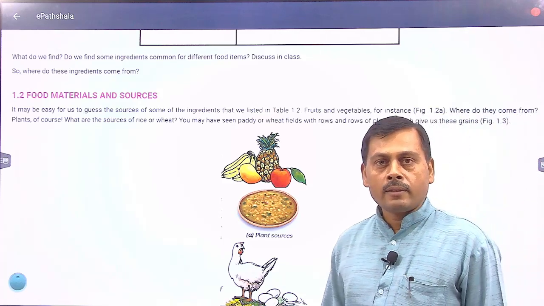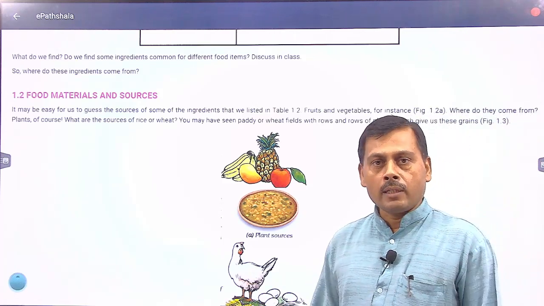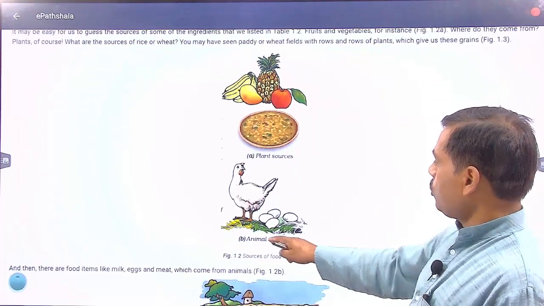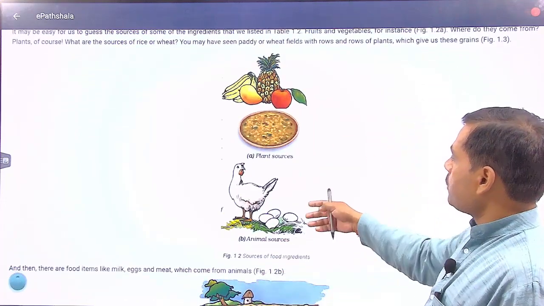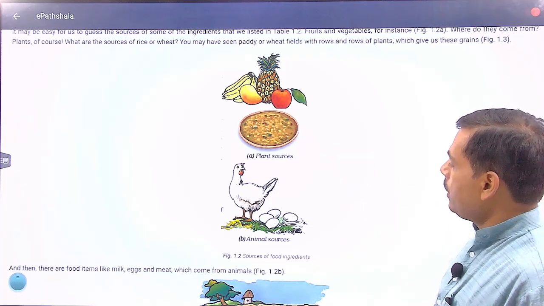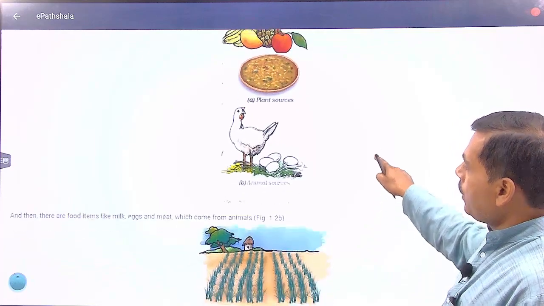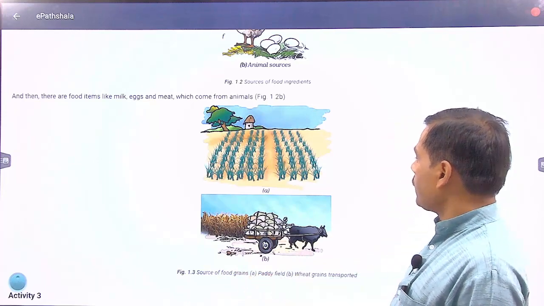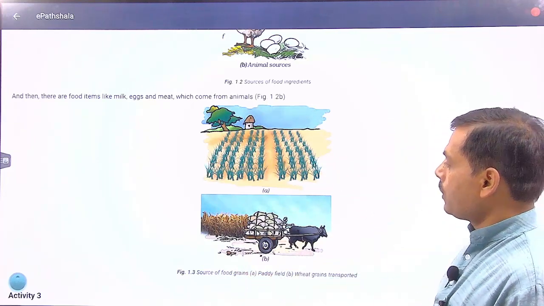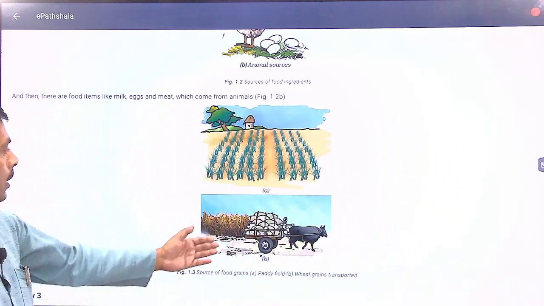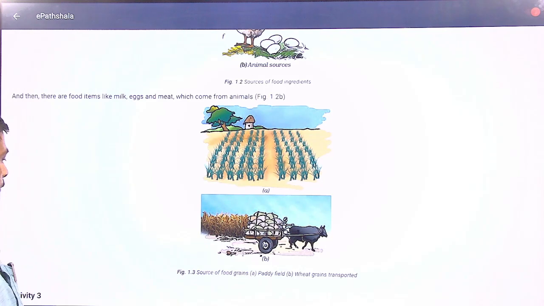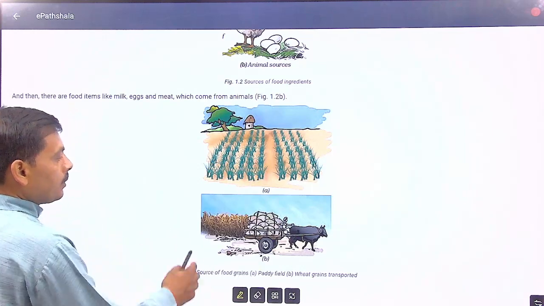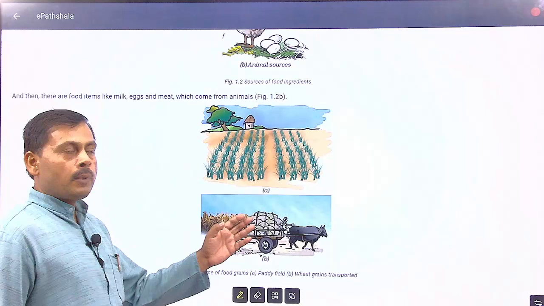The food materials we eat, the first source is plants. The second source is animals. There are two main sources: the first one is plants and the second one is animals. We also find a figure showing the source of food grains. Here is the source of food grains. A bullock cart carries food materials transported from one place to another place.